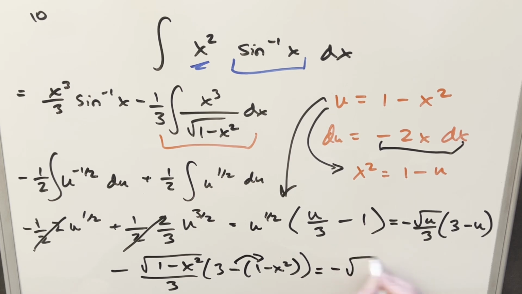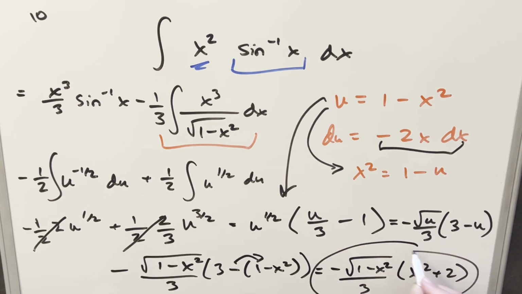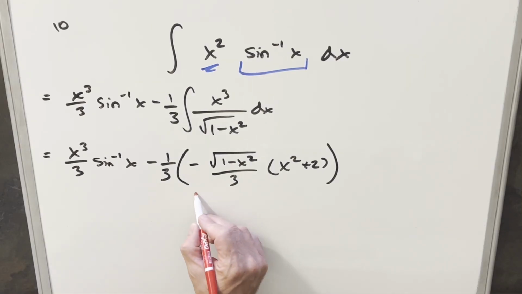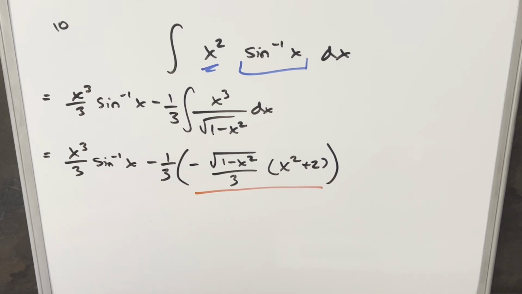So we're going to have the square root of 1 minus x squared over 3. Here we end up with 3 minus 1, or 2. Reverse the sign on this, and it becomes x squared plus 2. And all we need to do is plug this back in here and finish it off. Okay, now that we have this part brought over from the previous board, we just need to simplify in order to get our final solution.